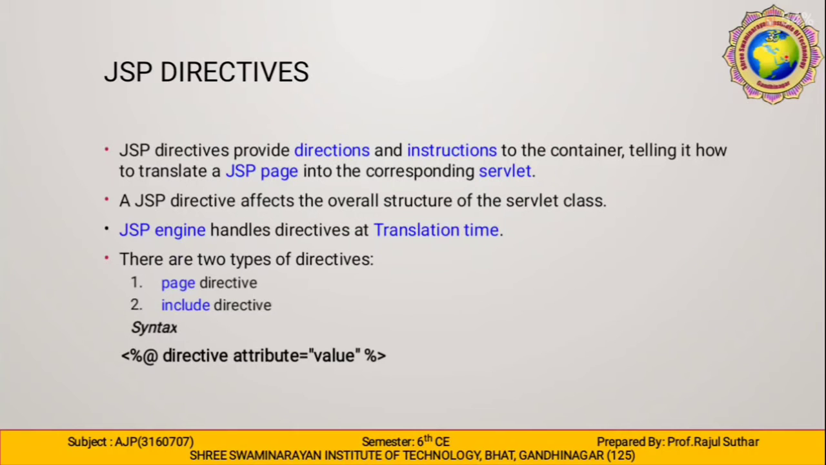The page directive holds instructions that affect different properties of the JSP page. The page directive can be used multiple times in a single page, and wherever we write it in the page, it automatically affects the entire page. But it is good programming habit to write it at the beginning of the page. Here is the syntax for the page directive: less than percentage, @ symbol, directive, attribute is equal to value, and percentage sign, greater than symbol.